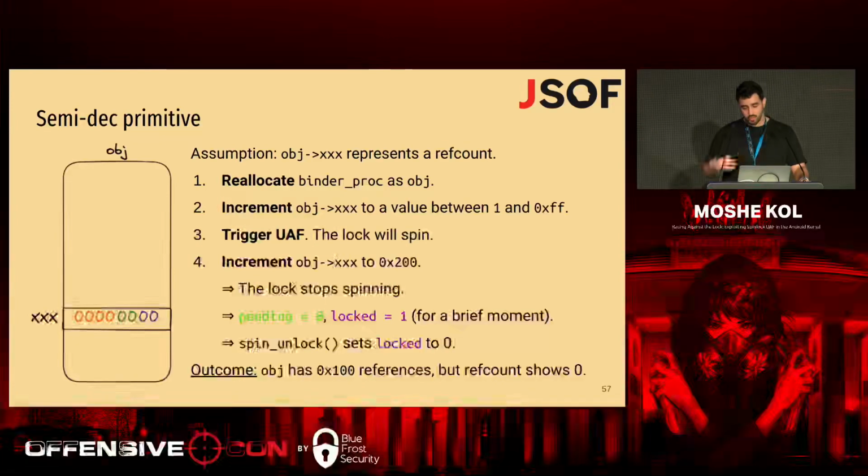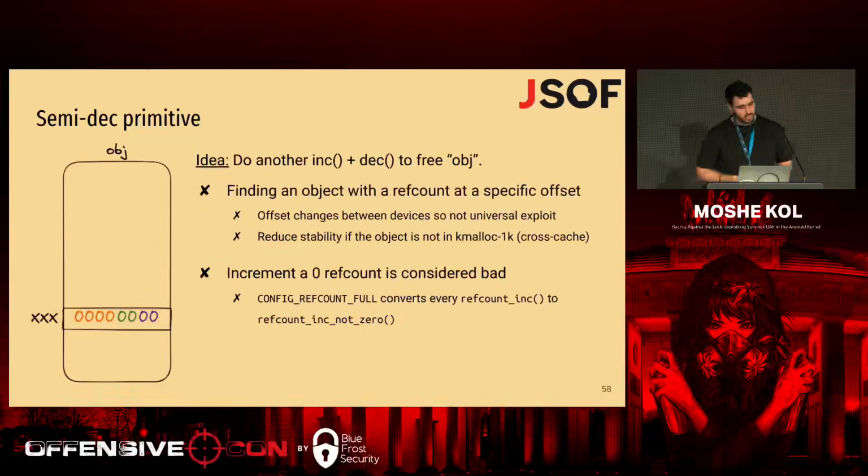So the idea was that we now will do another increment and decrement operation on the ref count. And hopefully on the decrement operation, we will get use of the free on this new kernel object that might be stronger and better. But unfortunately, this doesn't quite work for 2 reasons. So first, we need to find an object with a ref count at a specific offset that we control the lifetime and the number of references it has. And remember that the offset changes between devices, so it would likely not be a universal exploit.